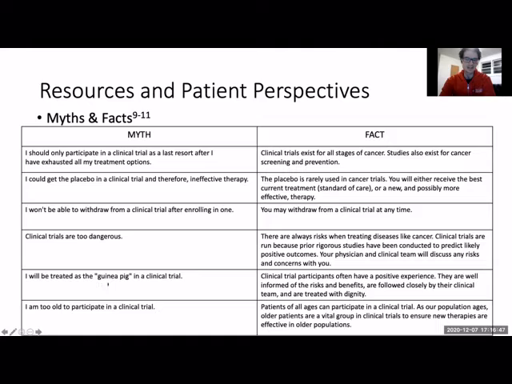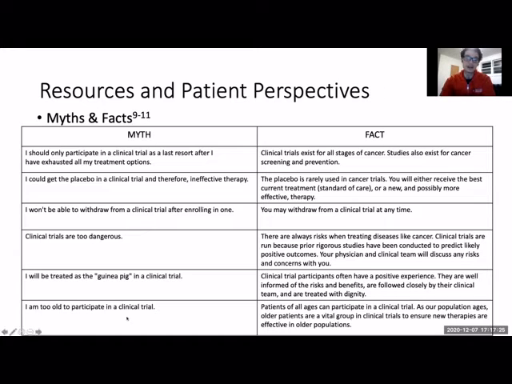Another myth is that you'll be treated as a guinea pig in a clinical trial. And while it's true that clinical trials are types of experiments, clinical trial participants often have a very positive experience. So they are well informed of the risks and benefits and are followed closely by their clinical team and are treated with dignity. And just something else to note here, these researchers are usually very, very concerned with how you're doing. And usually you get perhaps even more attention from the clinical staff than you would if you weren't in the trial, because they're monitoring very closely for even subtle side effects.